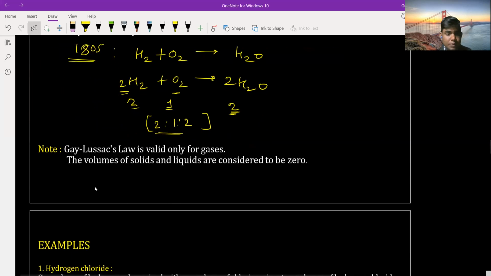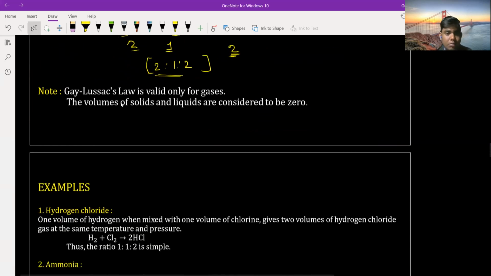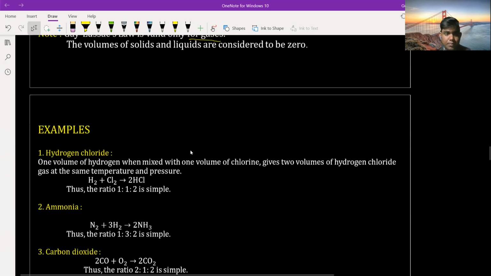So especially note that Gay-Lussac's law is valid only for gases. Very important. Gay-Lussac law only for gases के लिए applicable होगा. The volumes of solids and liquids are considered to be zero. Okay.